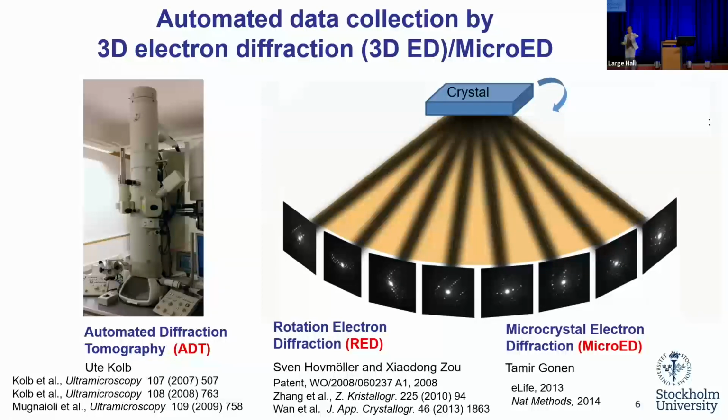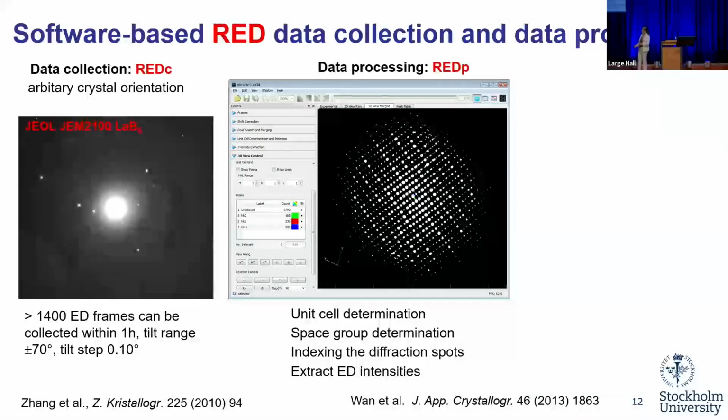You tilt the crystal from an arbitrary orientation, tilt it continuously, and then you collect the 3D data. And most of the data will be off-zone axis data. At the beginning, we used stepwise data collection. You tilt the crystal and collect data in small steps. And in the Kolb group, she combines precession with rotation. And in our case, we combine electron beam tilt with rotation. So that's a different geometry. So this is how the data could be collected.